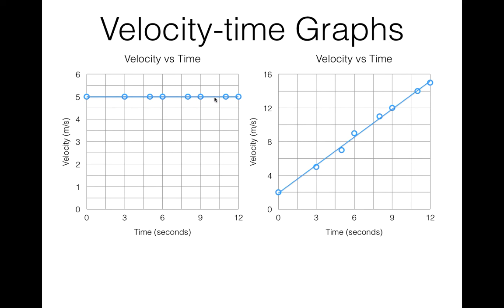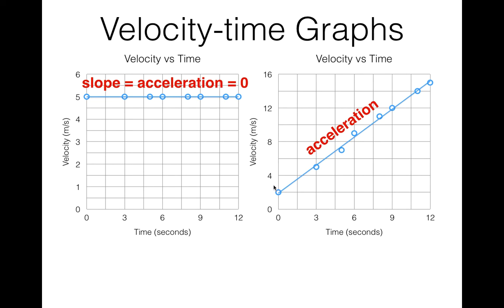Well, as you see on this first graph, this velocity time graph, we have something going at 5 meters per second for 12 whole seconds, and that velocity never changes. And so if we were to find the slope of that line, that slope would still be its acceleration, except in this case we'd have 0 meters per second squared as our acceleration value.